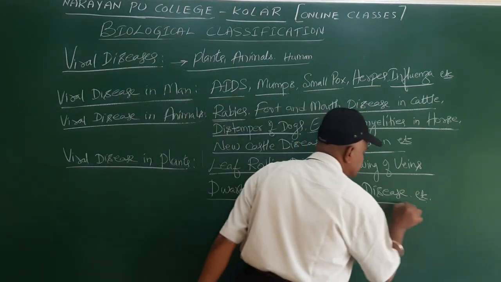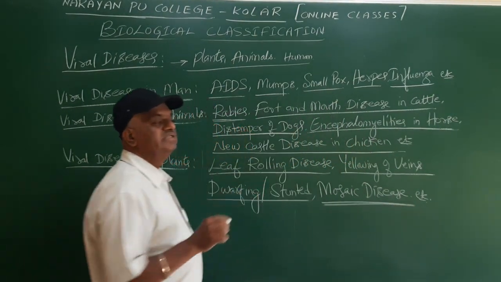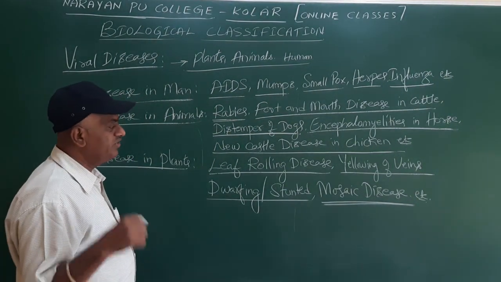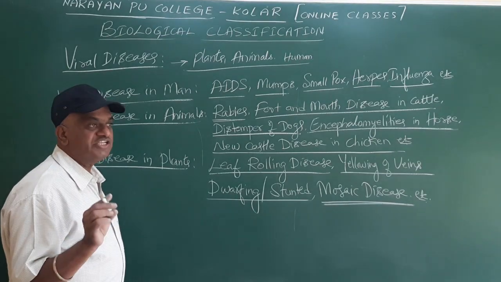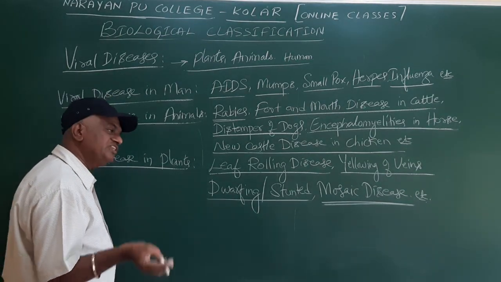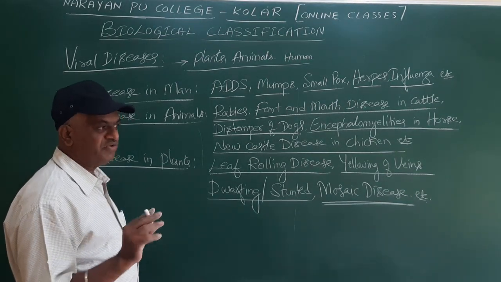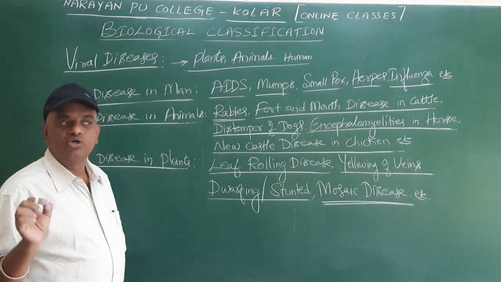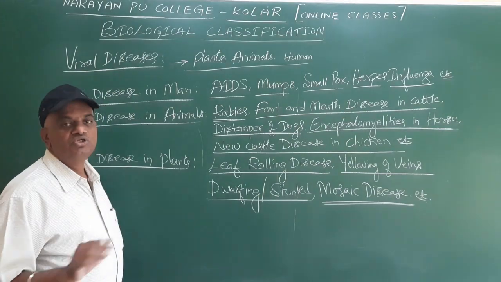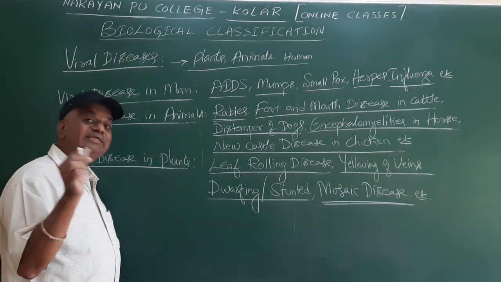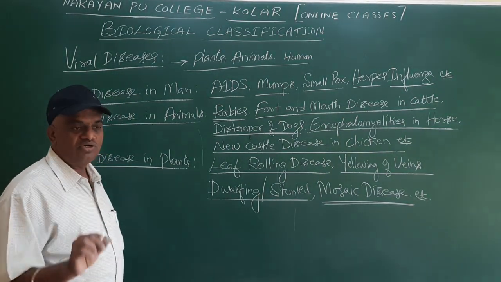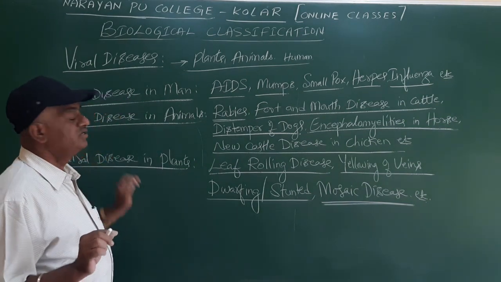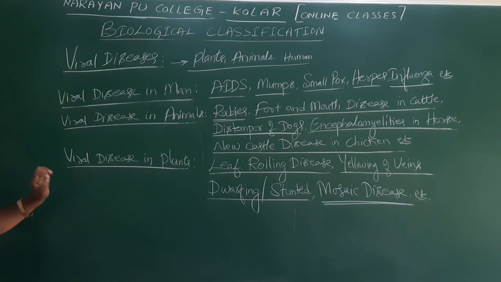Next, mosaic disease. Mosaic disease is when there are patches on the leaf, usually with a color change. It may be white, yellow or red patches. This leads to loss of chlorophyll. Once there is loss of chlorophyll, there is no photosynthesis, and the plant dries and dies. Loss of chlorophyll is called chlorosis. So all these are some of the viral diseases.